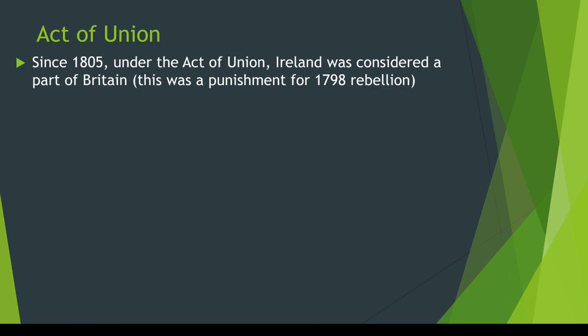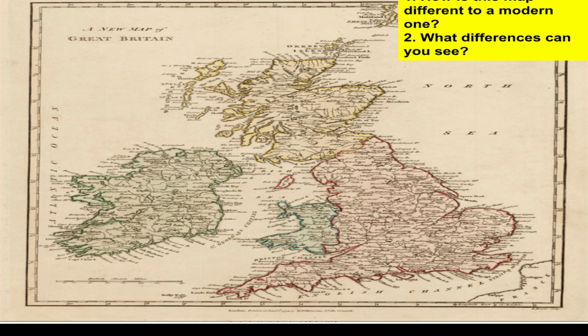Now, the Act of Union. Since 1805, under the Act of Union, Ireland was considered a part of Britain. We were punished for the 1798 rebellion, which we touched on earlier in the year. A few years afterwards, the Act of Union was brought in, which brought Ireland in as a part of Britain. And this is a map from the time.